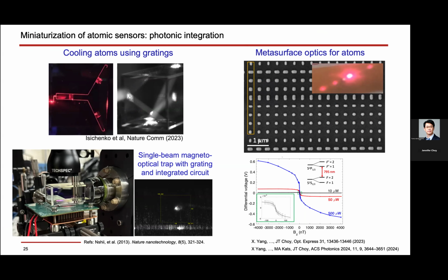So what you see here at the bottom is a grating chip, and what it does is you have one light beam sending down, and you have diffraction from that grating that creates the other beams that are needed to cool the atoms.